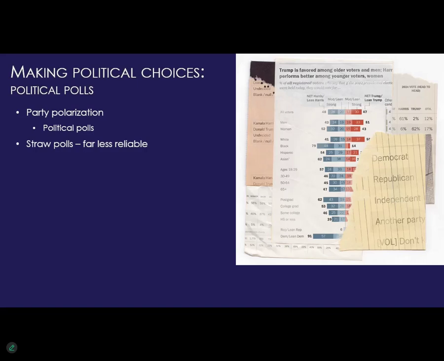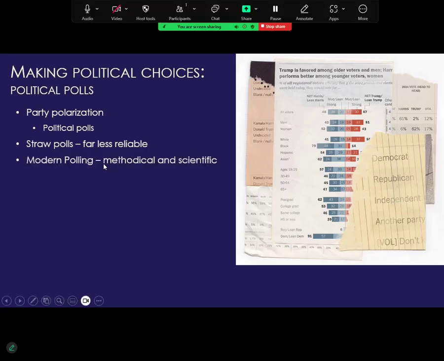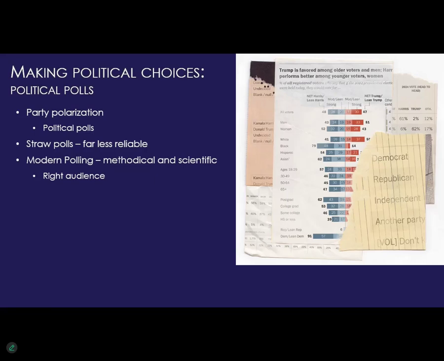The other option, of course, is more modern scientific polls. And so let's look at what their qualities are. Modern polling is going to target the right audience for the information the poll is seeking. For example, to predict the outcome of an election, you'd want to survey the people who are likely to vote or people who have a history of voting. That would be the right audience.